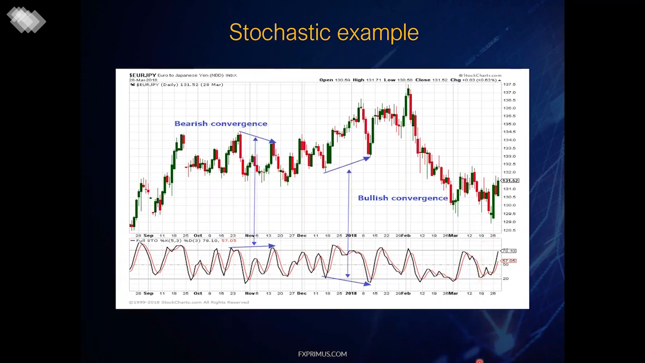Now, onto the convergence. Again, here we'll see the price moving from a high to a low, while the oscillator on the top, of course, is making a higher high. To the contrary, when we have a bullish convergence, we'll see the price moving from a low to a higher low, and the oscillator going from a low to a lower low.